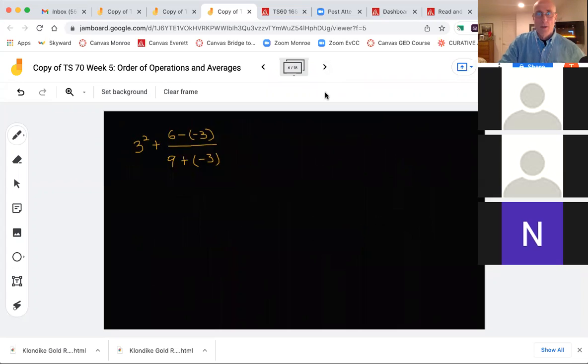All right, you'll run into a problem like this. I wanted to show you kind of a complex one because you'll see stuff like this in homework and sometimes on quizzes. So I'll give you about 10 seconds to copy that. It's 3 squared plus 6 minus a -3 over 9 plus -3, okay?